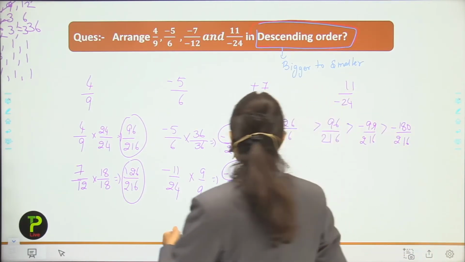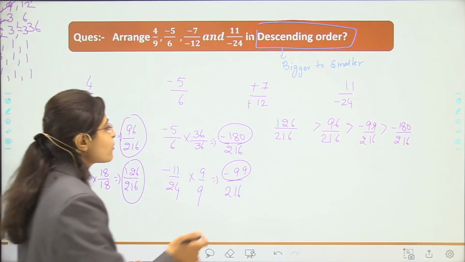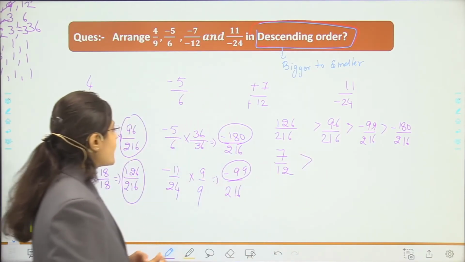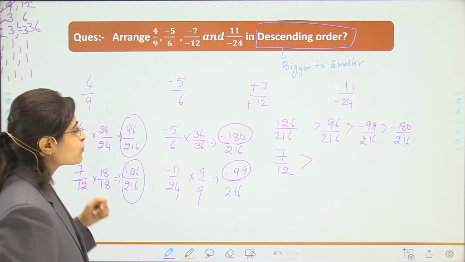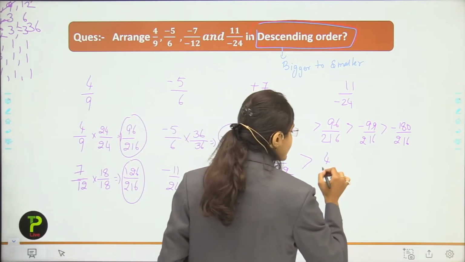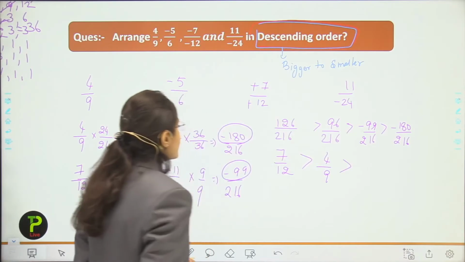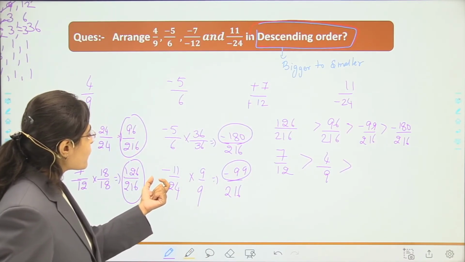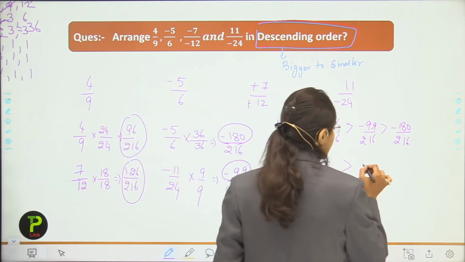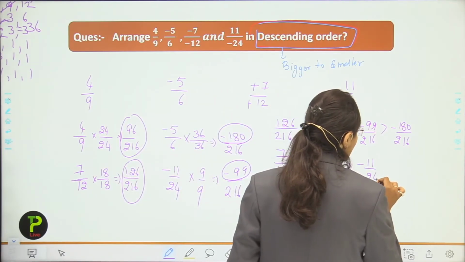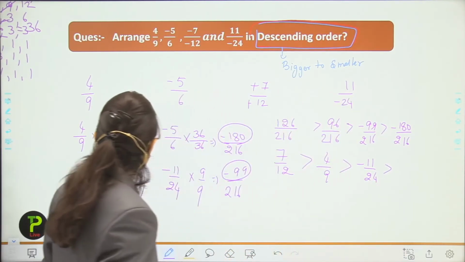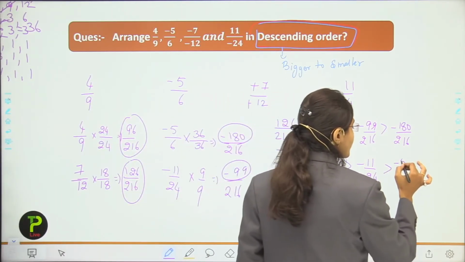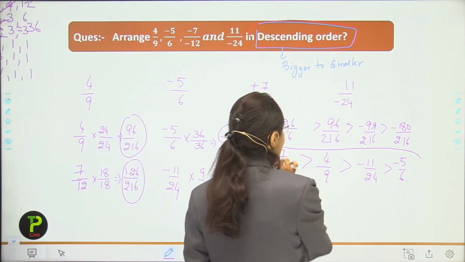126 by 216 is equal to 7 by 12, so let us write 7 by 12 first. Then 96 by 216 is 4 by 9, so write 4 by 9 second. Then minus 99 by 216 will be minus 11 by 24. And the last one is minus 5 by 6. So write minus 5 by 6, and that is our answer.